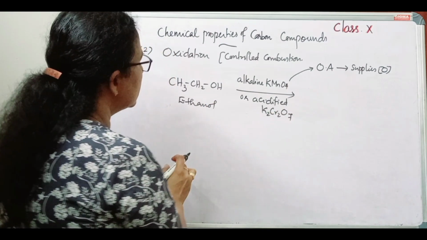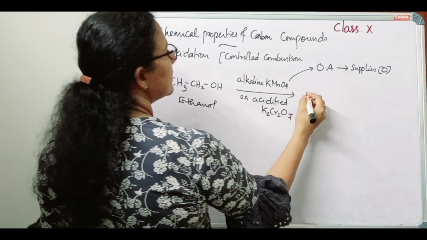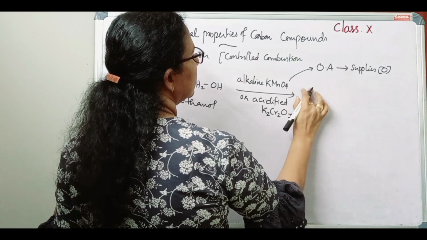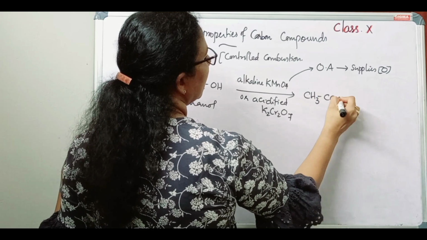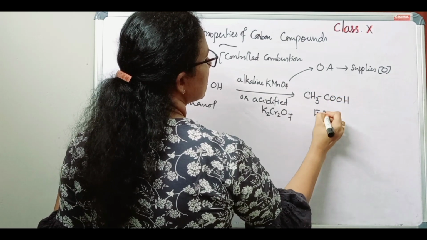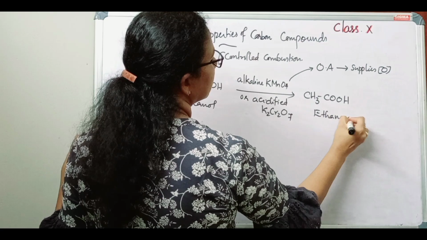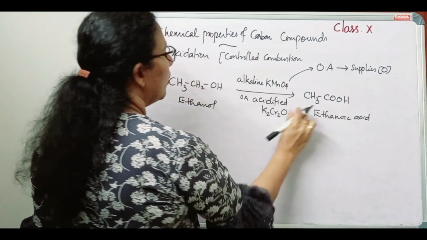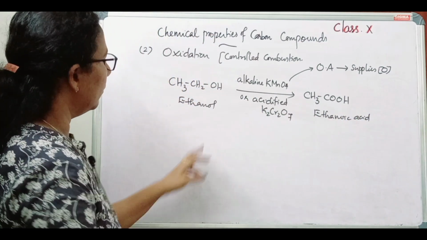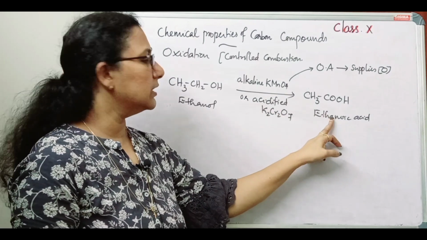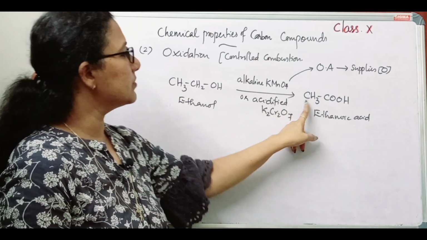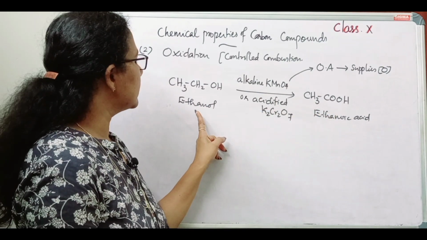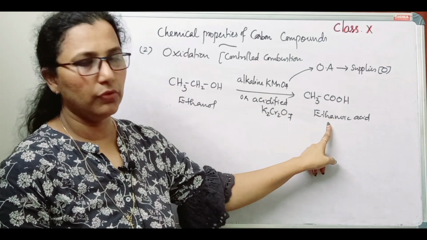Oxidation of ethanol produces ethanoic acid, the formula is CH3COOH. So ethanol on oxidation gives ethanoic acid. Two carbon atoms are here, and here also two carbon atoms. So we can say the corresponding acid will be formed here.